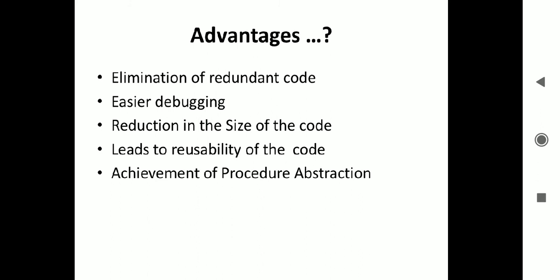Reduction in the size of the code, of course. 15 lines of statements for 50 times means 15 into 50, 750 lines of code, which will be reduced to just 15 lines. So automatically the reduction in the size of the code then leads to reusability of the code.